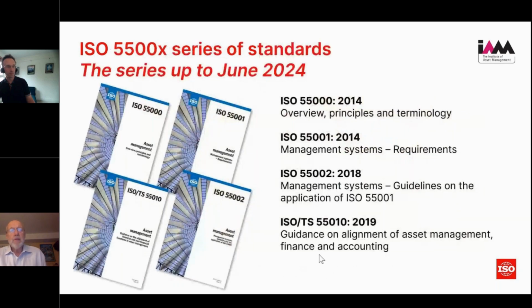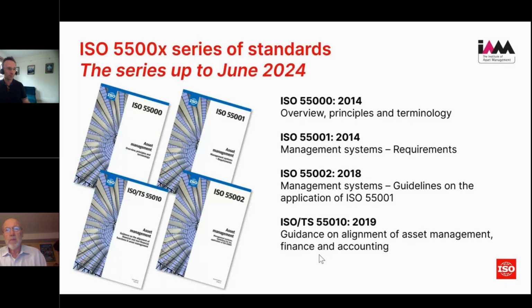Now, up until last month or 2 months ago, what you could buy and read were 4 standards, and those I'm sure most of you know very well. It's 55000, which outlines the principles of asset management. 55001, which is really the requirements. So if you want to put a management system in place, this is what you have to follow. 55002, which was illustrating those requirements with application guidelines, and that one had been already reissued in 2018 to give it a bit more depth, if you wish.